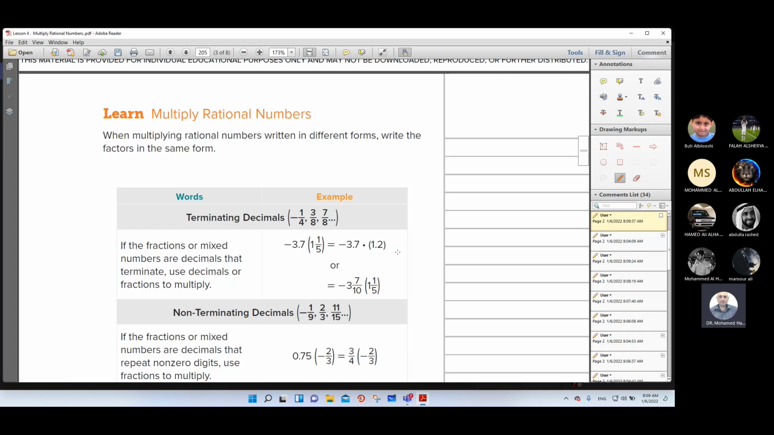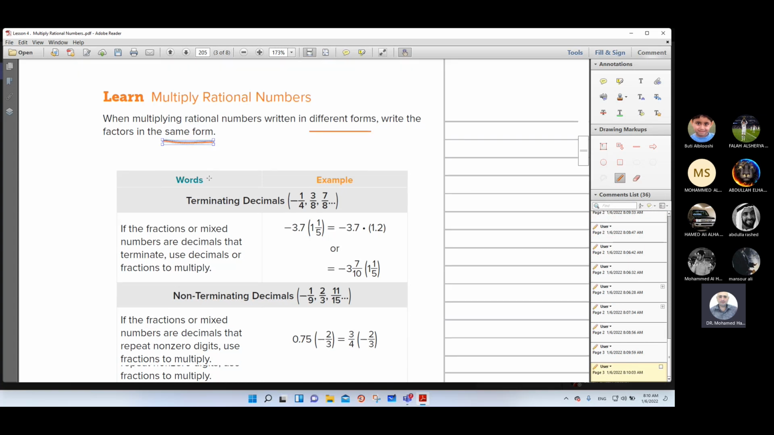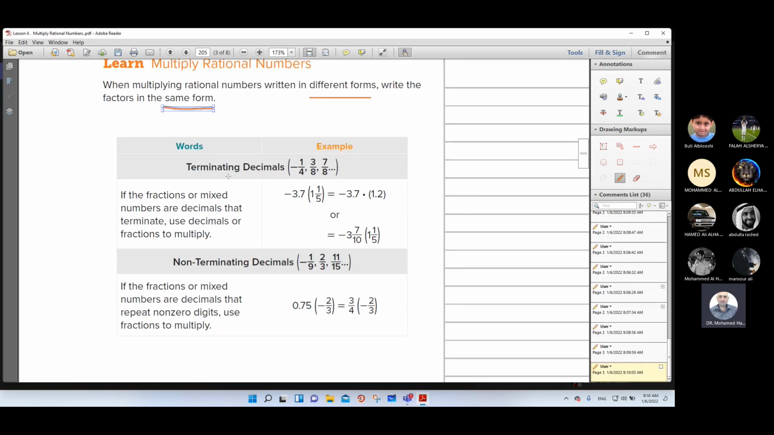Also here we have 2 cases. When multiplying rational numbers written in different forms, write the factors in the same form. So the first idea here, terminating decimals, like negative 1 over 4, 3 over 8, 7 over 8, etc. So if the fraction or mixed numbers are decimals that terminate, use decimals or fractions to multiply.